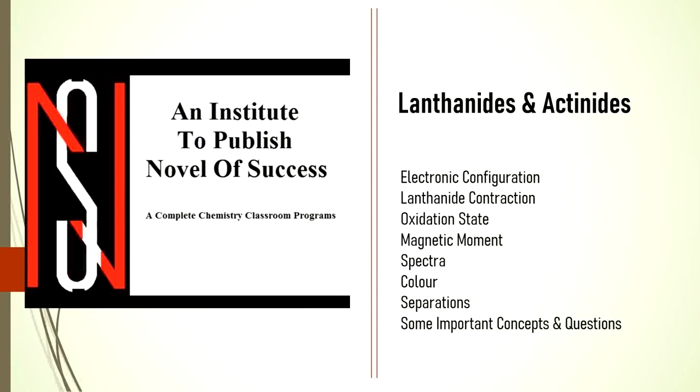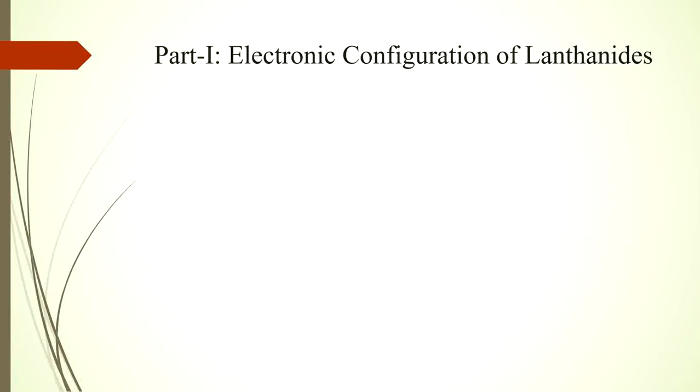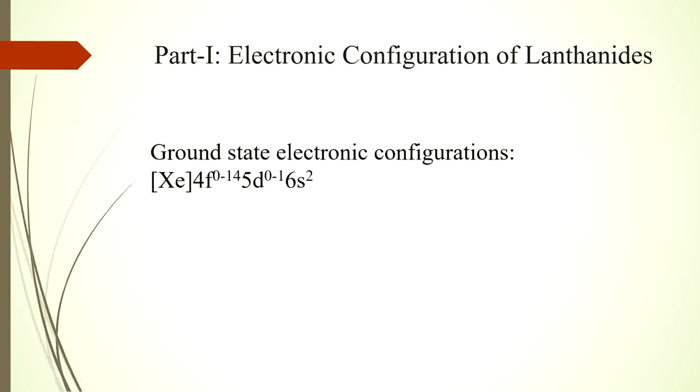So in this first part of this chapter, we will learn the electronic configuration of lanthanides. The ground state electronic configuration of lanthanides is represented as xenon 4f0 to 14, 5d0 to 1, 6s2. So this is basically the general electronic configuration of all lanthanide elements.